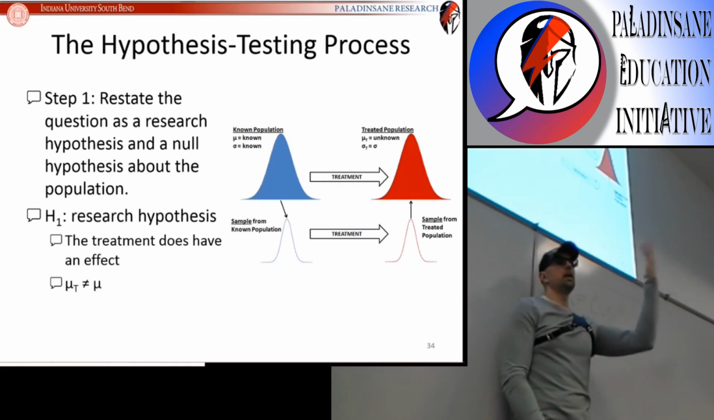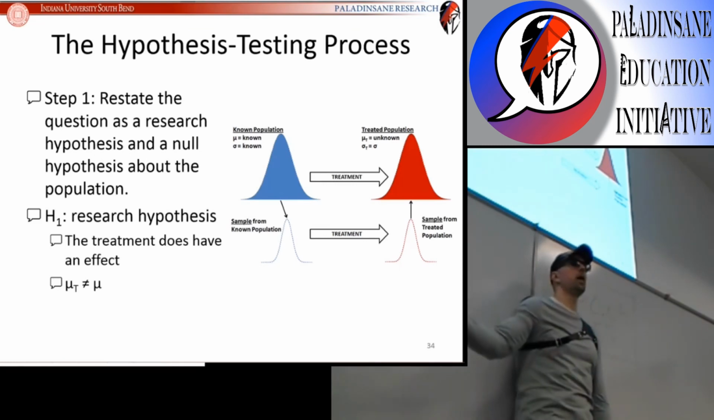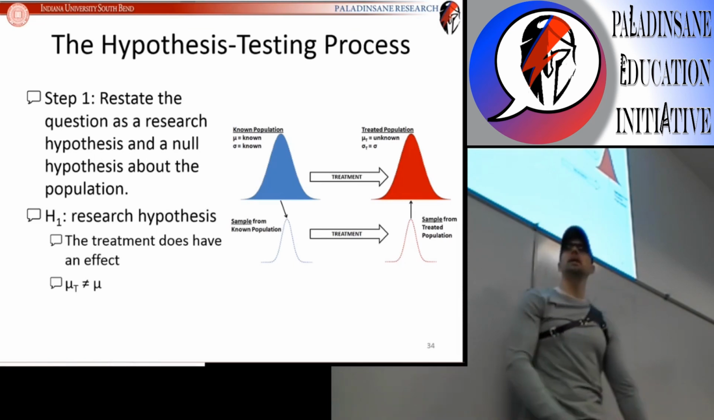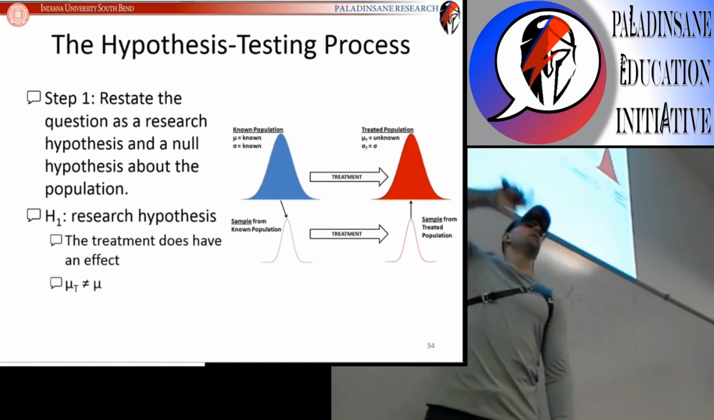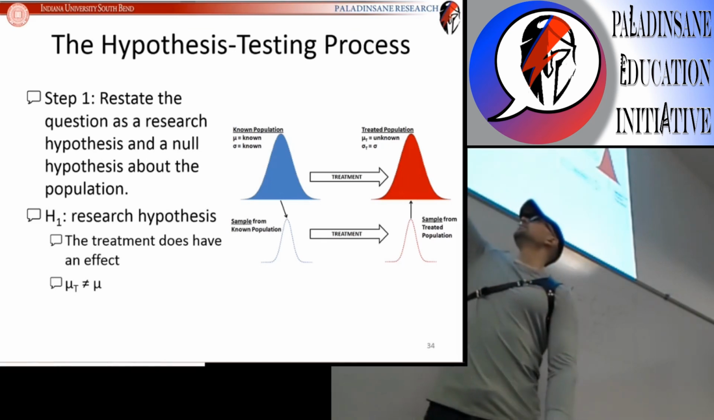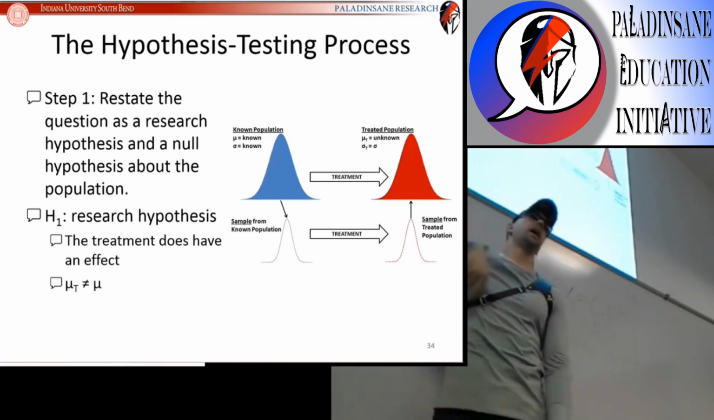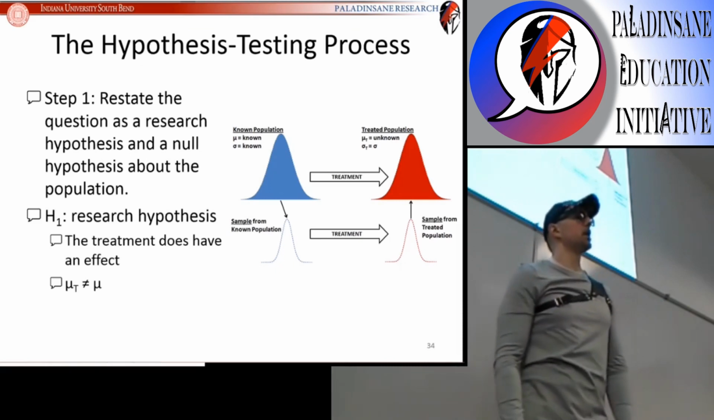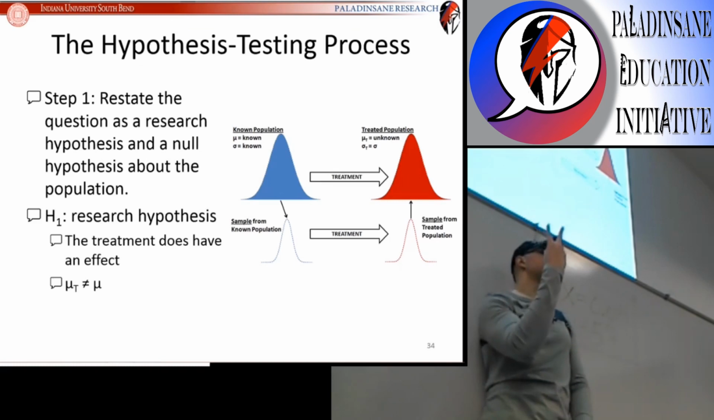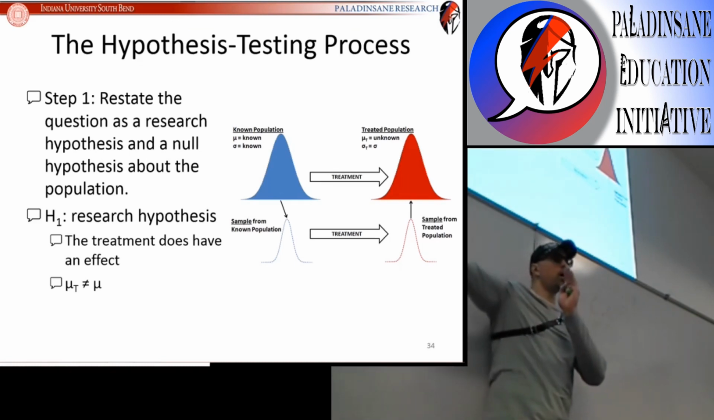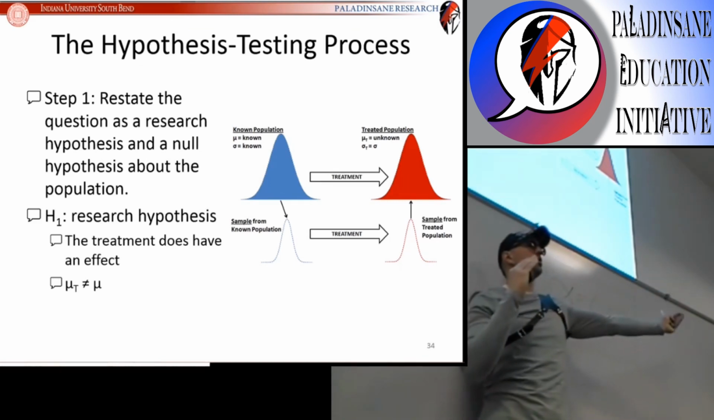Because if your treatment increases scores, then your treated population will not have the same mean as your untreated population. Fits the research hypothesis. If your treatment decreases scores, same thing. Your treated population will not have the same mean as your untreated population. Also fits the research hypothesis. So this covers 2 possibilities, that the scores will go up and that the scores will go down.